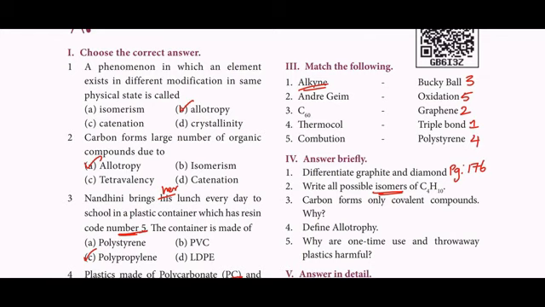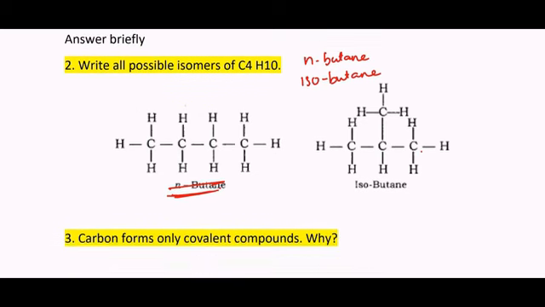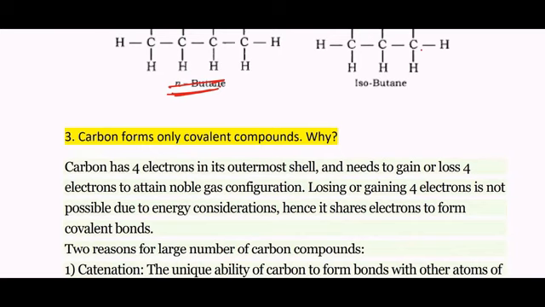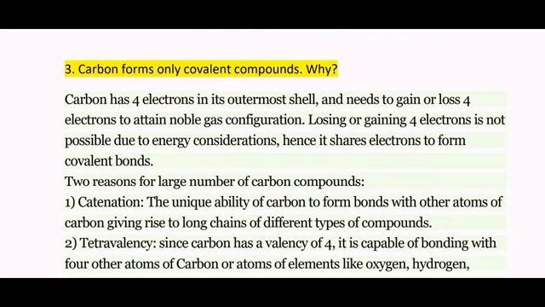Third one, carbon forms only covalent compounds. Why? What is the reason? Carbon forms only covalent compounds because carbon has 4 electrons in its outermost shell and needs to gain or lose 4 electrons to attain noble gas configuration. Losing or gaining 4 electrons is not possible due to energy considerations. Hence it shares electrons to form covalent bonds.